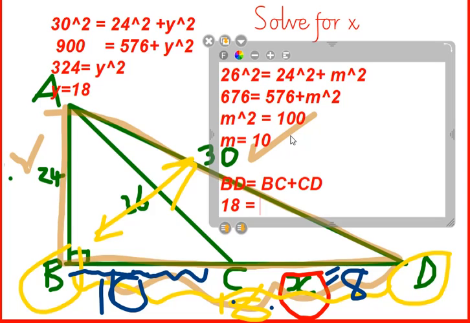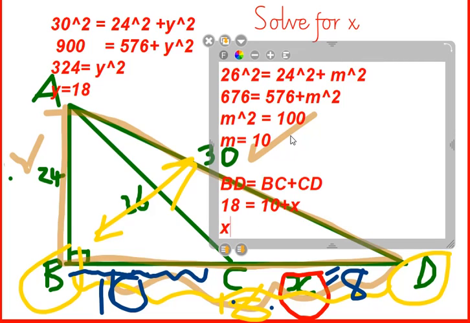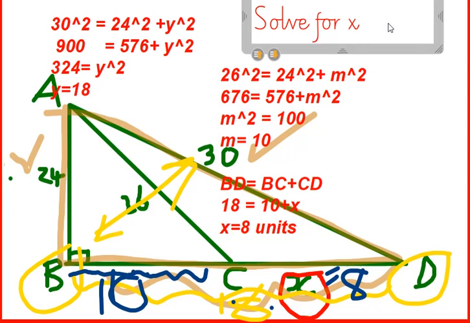We just got BC, and it's the blue. We said it's 10. We don't know CD because that's x, and they want us to get x. So we'll say 18 minus 10, which is 8 units. So our x is 8 units, and that's how you solve for x in this case. You always have to look at where x is. What can I do to get that x, using the information or the theories and topics you have discussed?